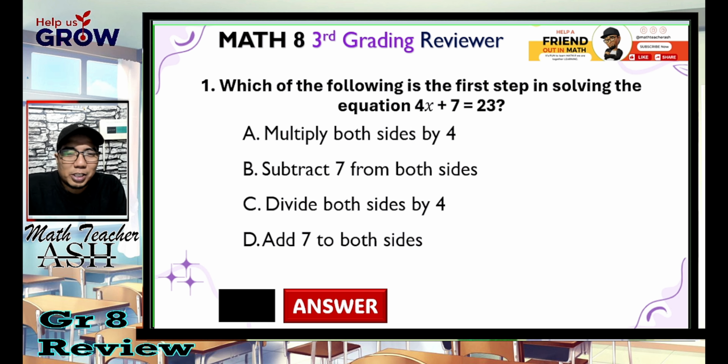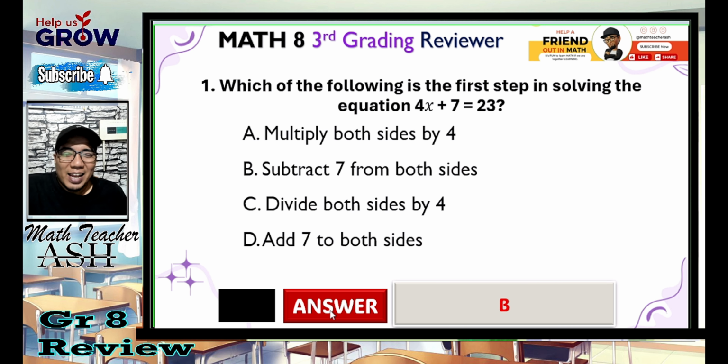Alright, my dear math learners, in order to answer this question, of course, we need to isolate the value of x in one side of the equation. And in order to do that, the first step we need to do is to transpose this plus 7 in the left side going to the right side. So in order to do that, we will subtract 7 from both sides. So that would be letter B. So let's check whether we are correct. Alright, easy, right? Now let us go to question number 2.